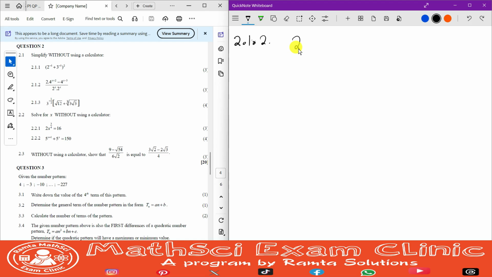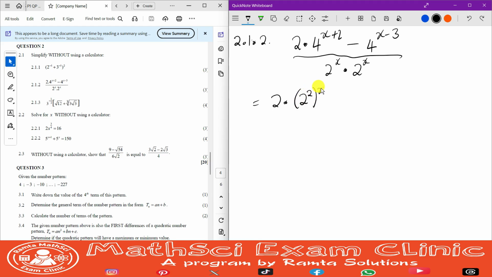2.1.2, we're looking at 2 times 4 to the power x plus 2, minus 4 to the power x minus 3, all over 2 to the power x times 2 to the power x. I see we have bases of 2. We can manipulate the 4 to become 2, and this is what we know. 4 is the same as 2 to the power 2, all raised to the power x plus 2, minus open bracket 2 to the power 2, all raised to the power x minus 3.